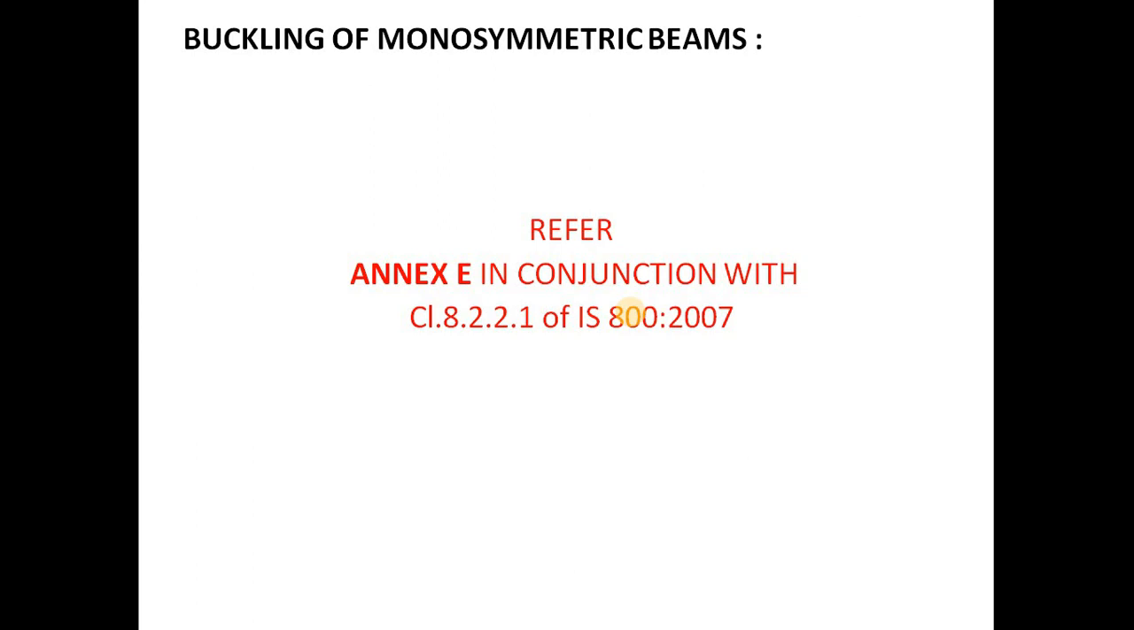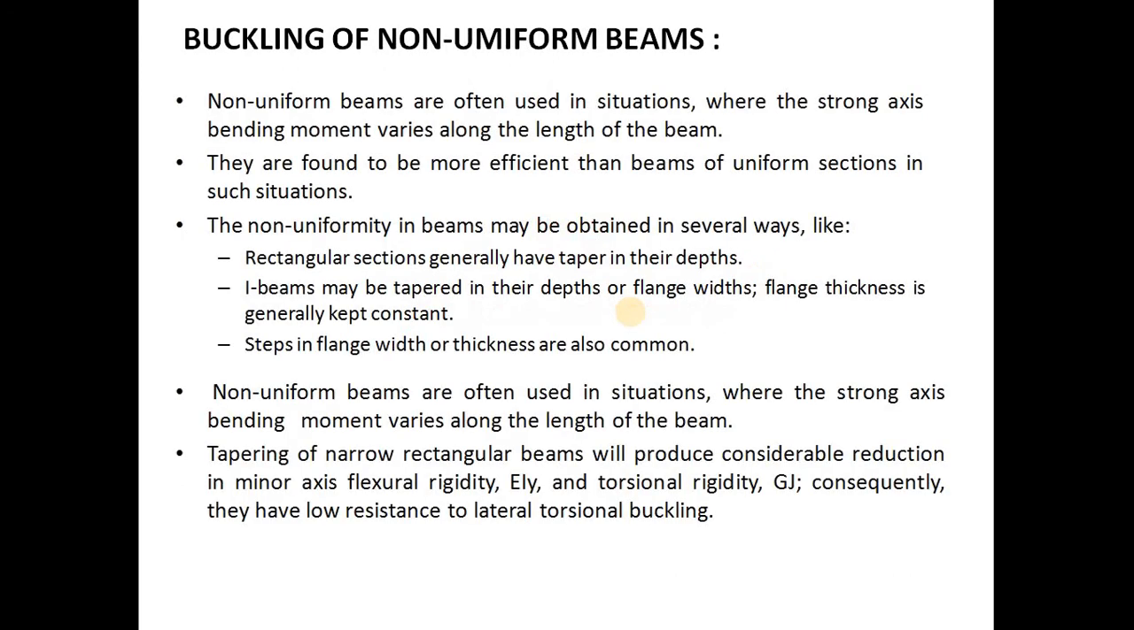For monosymmetric beams, it is a very complicated thing, so you can refer to Annex E in conjunction with clause 8.2.2.1 of IS 800:2007 to understand the buckling of monosymmetric beams.